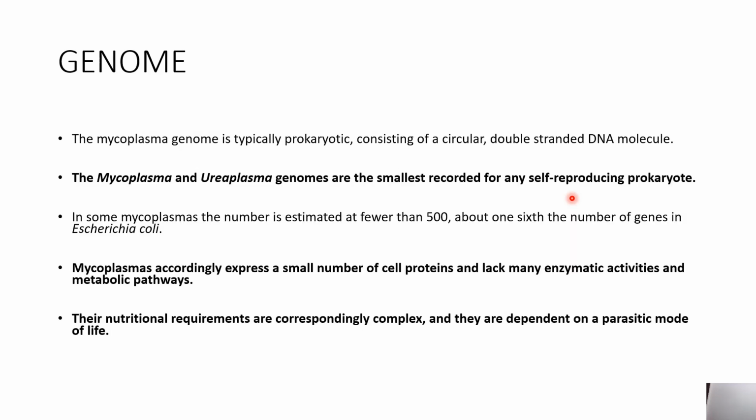The mycoplasma genome is typically prokaryotic, consisting of a circular double-stranded DNA molecule. Mycoplasma genomes are the smallest recorded for any self-reproducing prokaryote, and the number of genes is estimated at fewer than 500, about one-sixth the number of genes in E. coli. Mycoplasmas accordingly express a small number of cell proteins and lack many enzymatic activities and metabolic pathways. Their nutritional requirements are correspondingly complex and they are dependent on a parasitic mode of life.